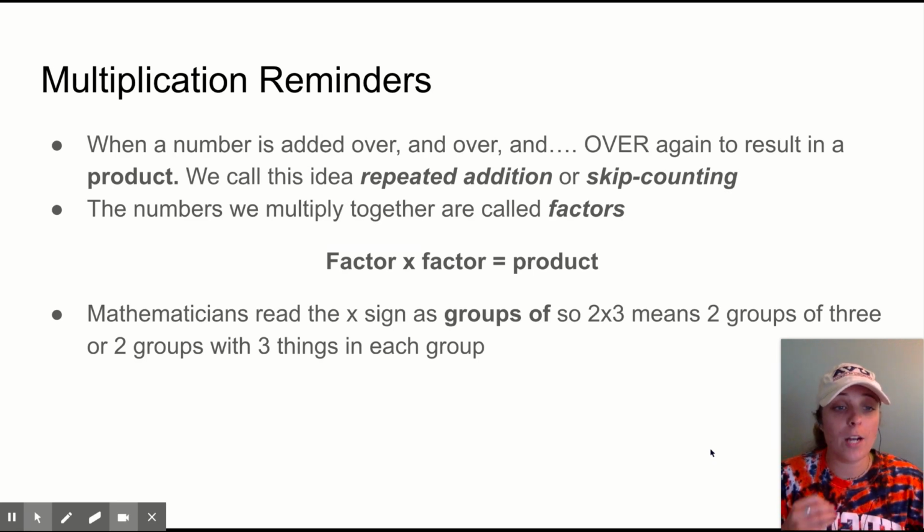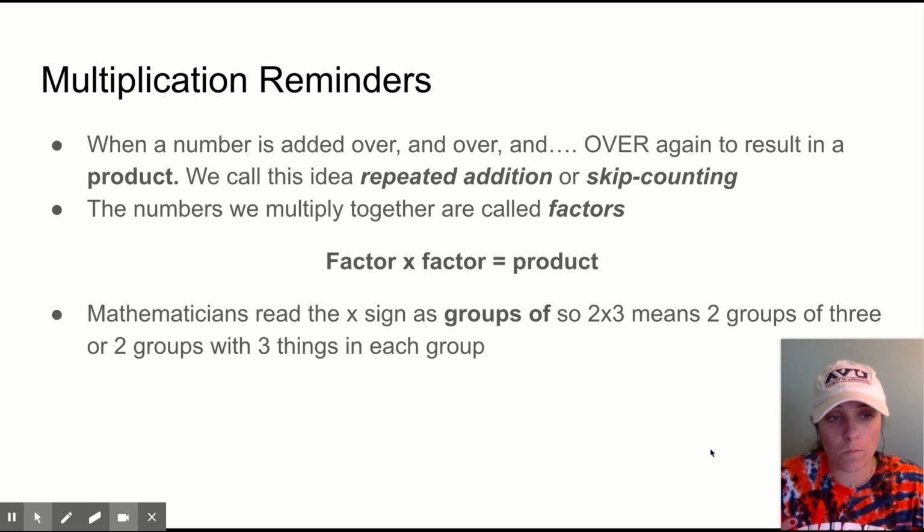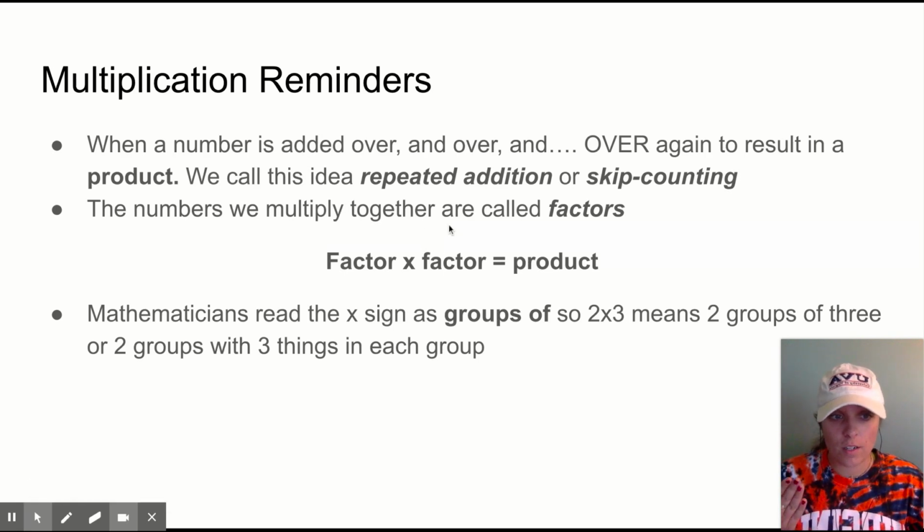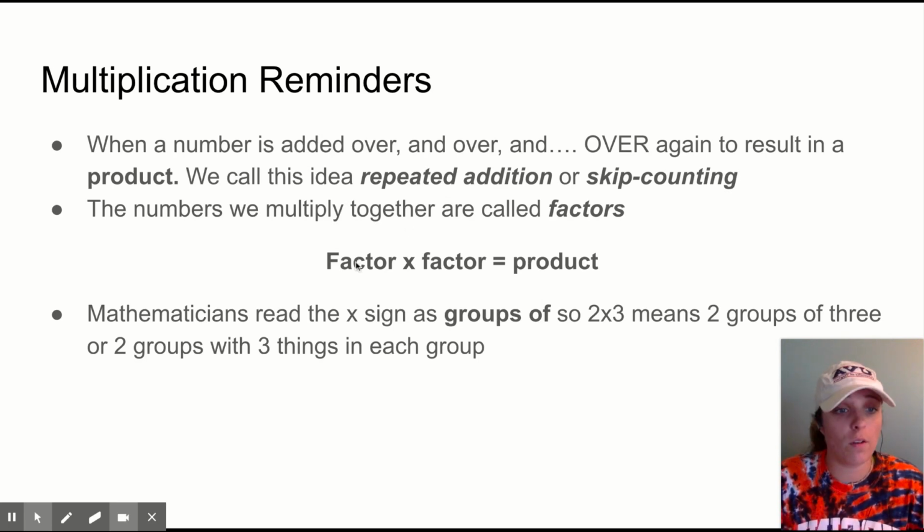The numbers we actually multiply together are called factors. So if you had a multiplication equation with a number times another number, that's a factor times another factor that equals a product. Whatever number you put in, it could be 12 times 3, it could be 4 times 2. Those are two factors that we are multiplying together to equal a product.